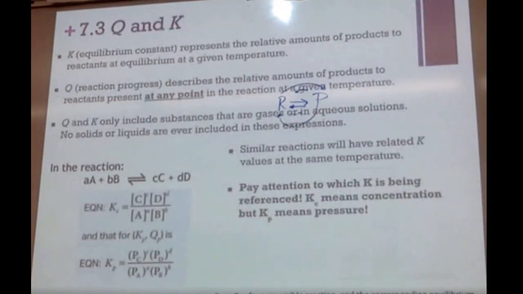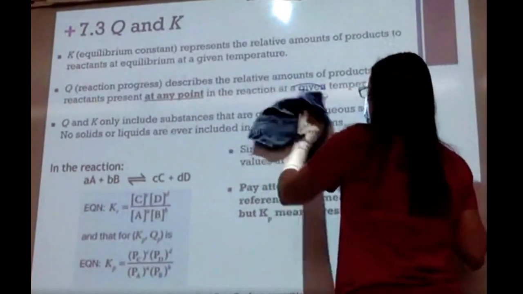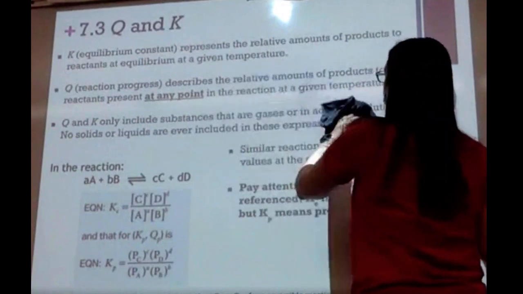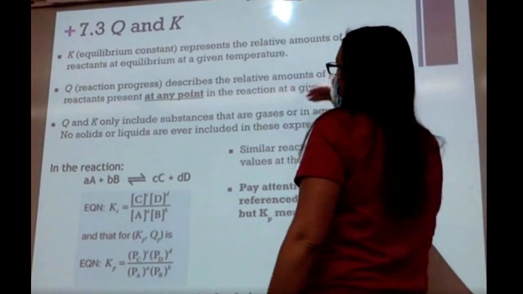So topic 3 looks at Q versus K. This is only the first part of Q versus K, and this is actually focusing more on calculating Q versus K. K is the equilibrium constant. Could be Kc, Kp, Ksp, Ka, Kb, Keq. So K is an equilibrium constant.